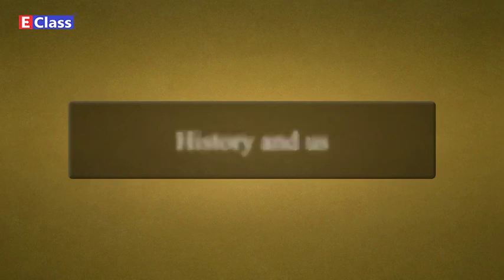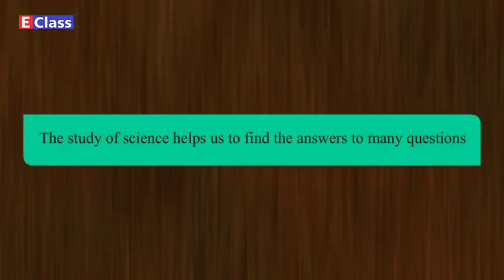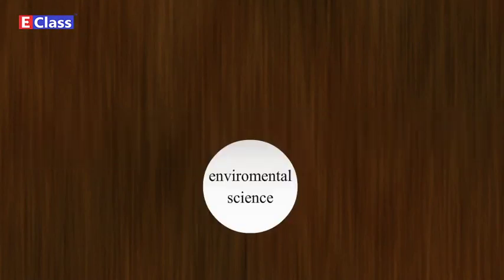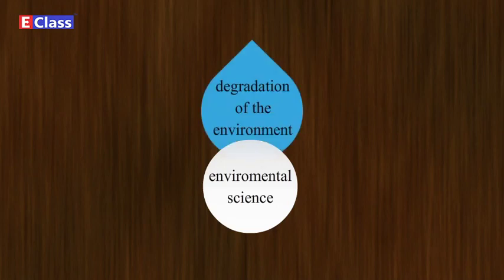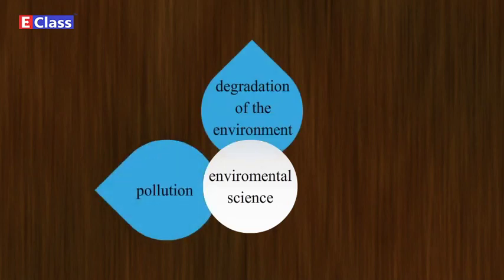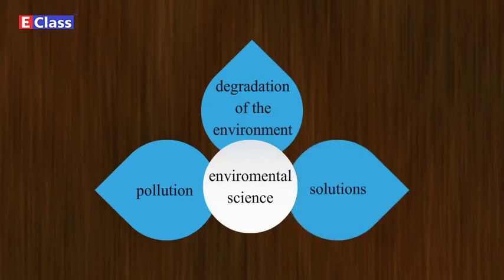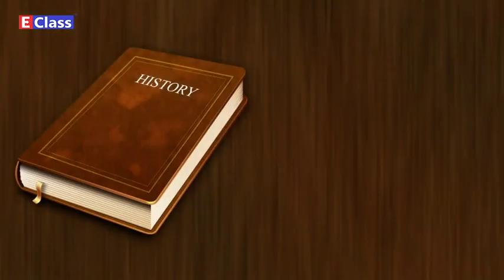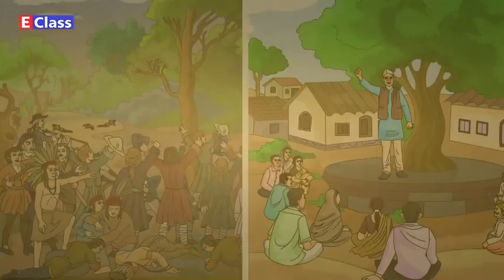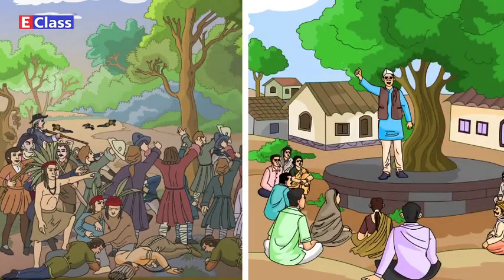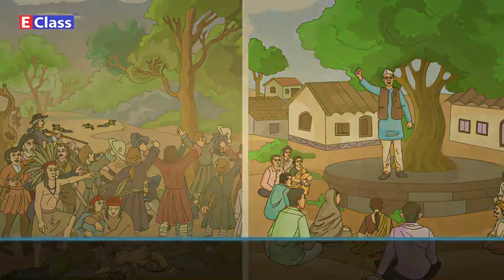History, and us. The study of science helps us to find the answers to many questions. For example, environmental science studies the problems of degradation of the environment, pollution, etc., and looks for their solutions. In the same way, every science has its own areas of study. History studies events of the past. Individual or collective actions of human beings have consequences.